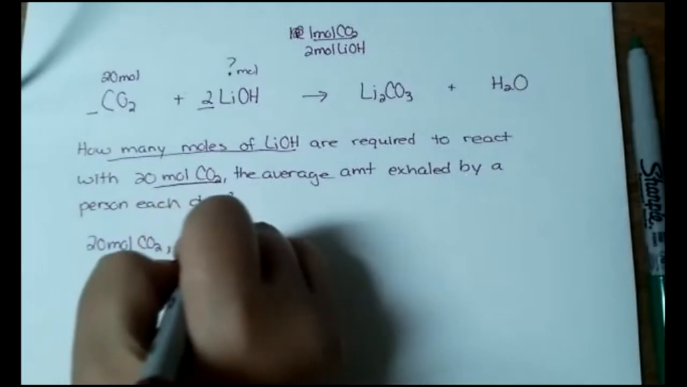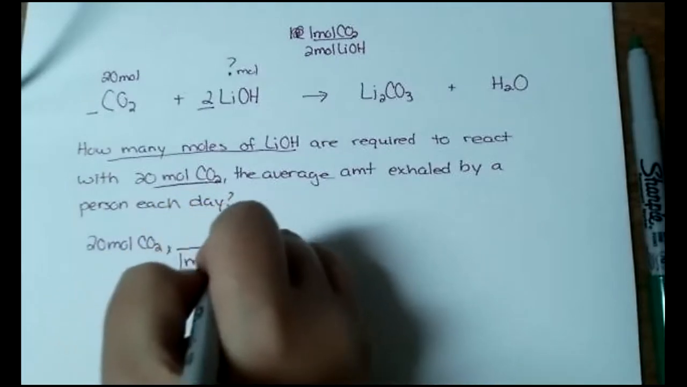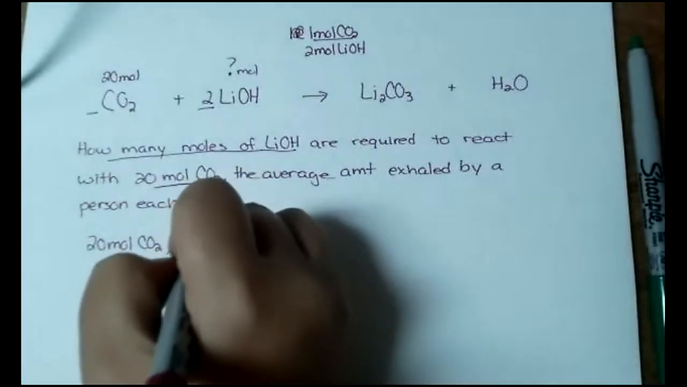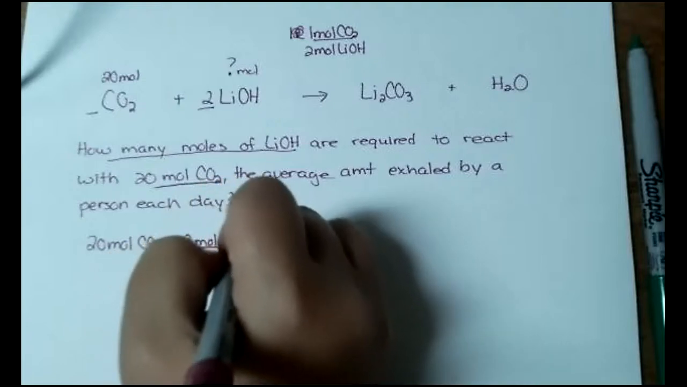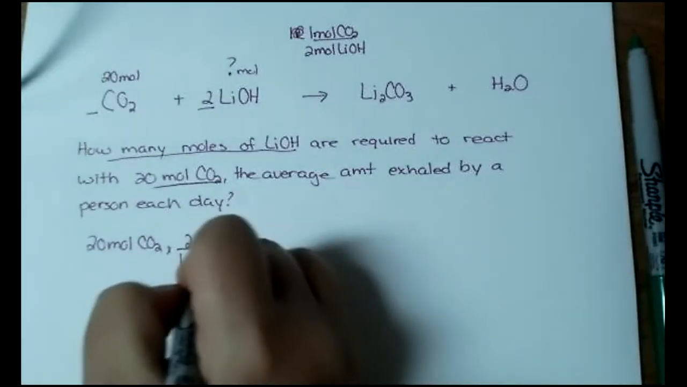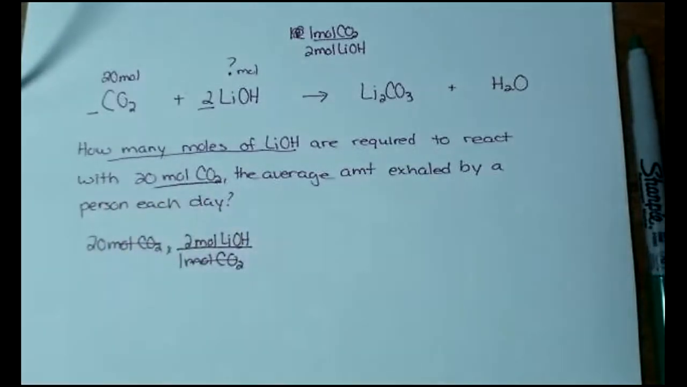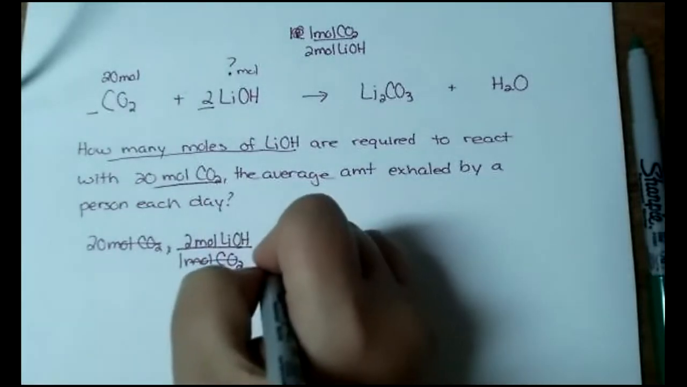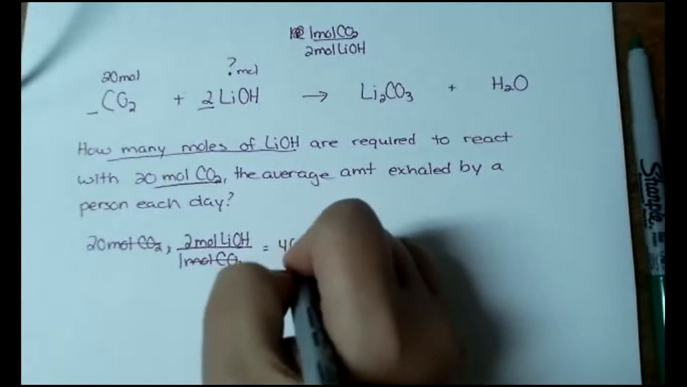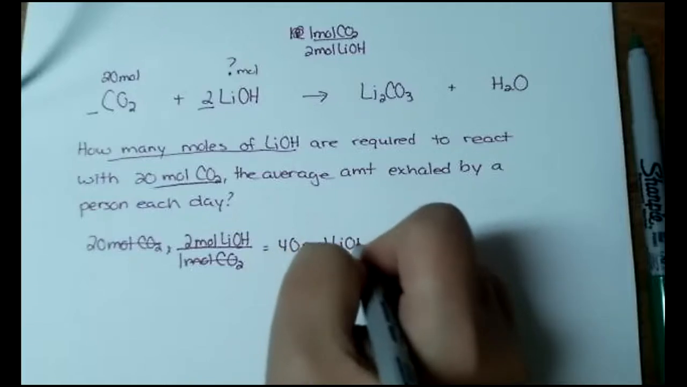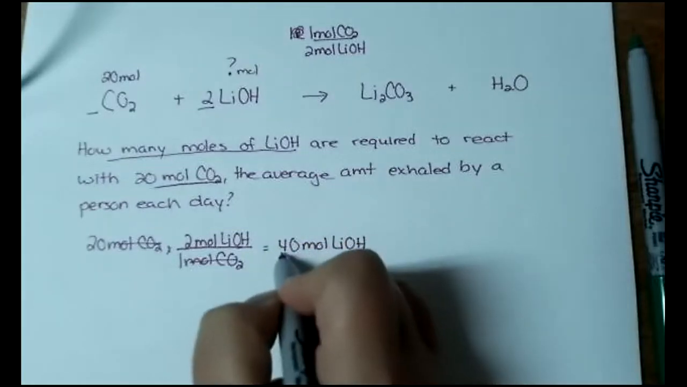So to do that, I'm going to put 1 mole of CO2 on bottom, and I'm going to put 2 moles of lithium hydroxide on top. So now my moles of CO2 can cancel out, and then I just run it through my calculator. 20 times 2 equals 40 divided by 1, 40 moles of lithium hydroxide. You must check your sig figs.